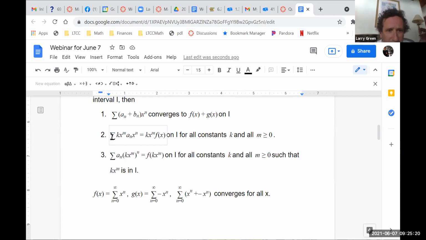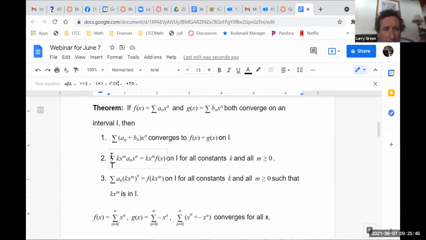Okay, number 2, and that is if you take the summation of k x^m a_n x^n, then that's equal to k x^m f of x. And it has the same interval of convergence no matter what the constant a is, as long as m is greater than or equal to 0.